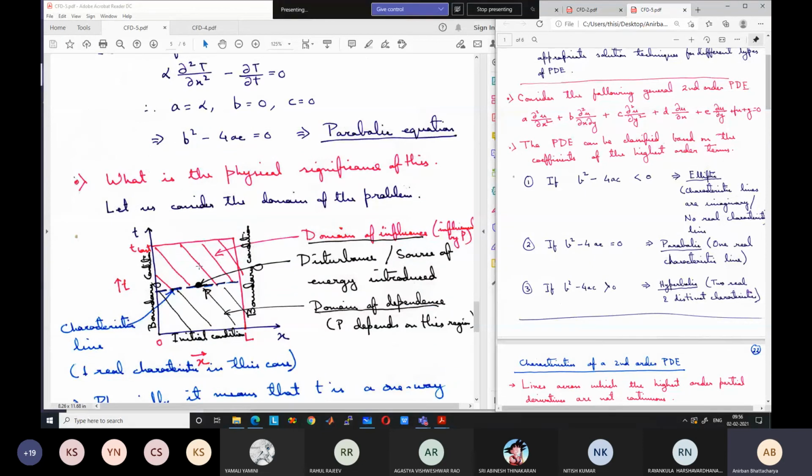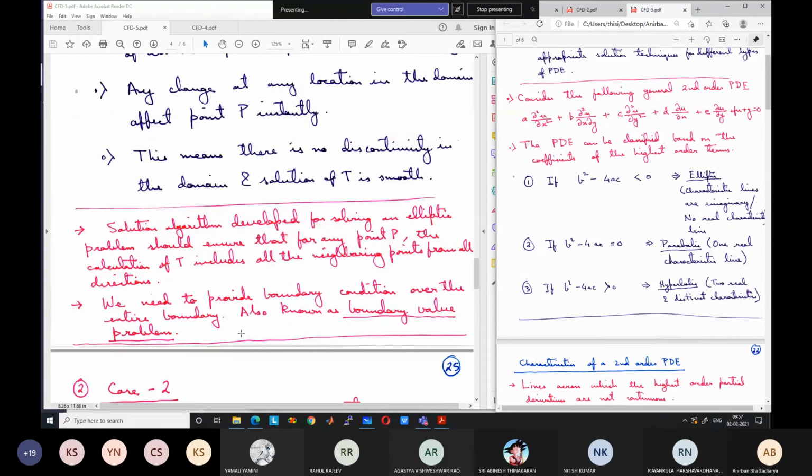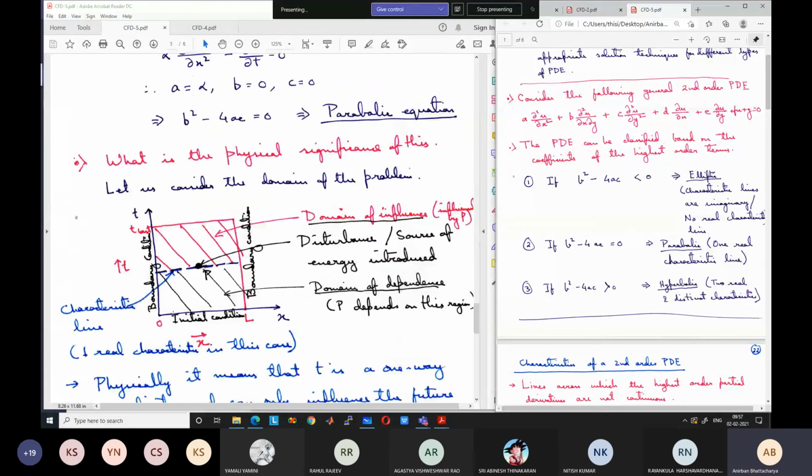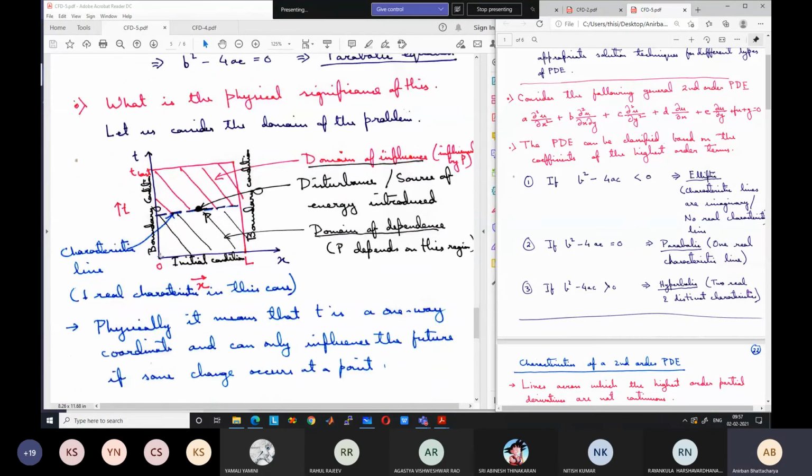This problem shows parabolic behavior, meaning discontinuity along the time direction, but along the x direction any change will be felt by any other point. Conduction will influence any rod or any domain. In a conduction problem, a temperature change at any location will change the temperature at any other point. So along the x direction, it still has two-way behavior. Only along the time direction does it have one-way behavior.